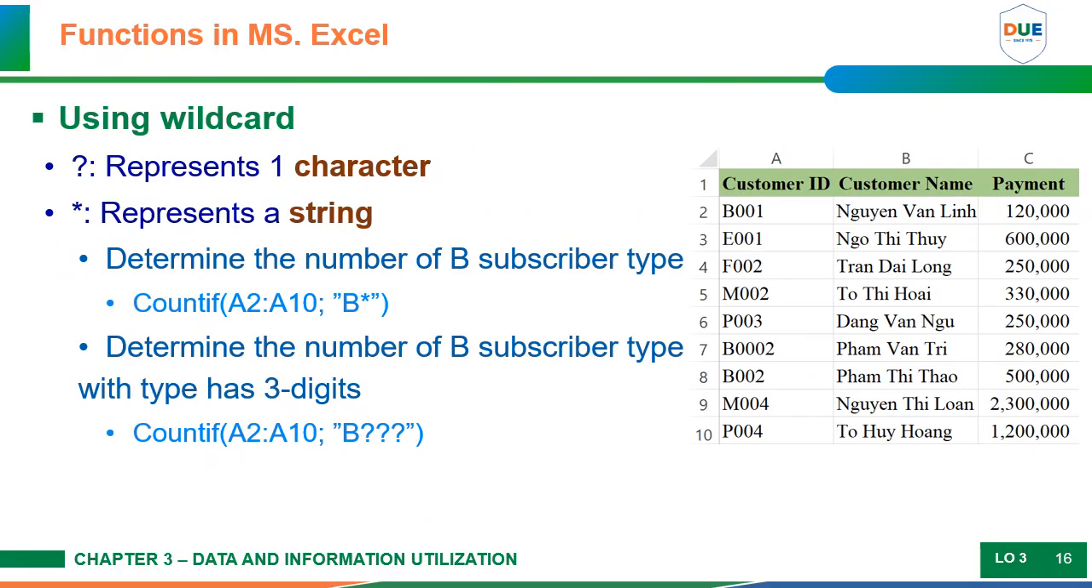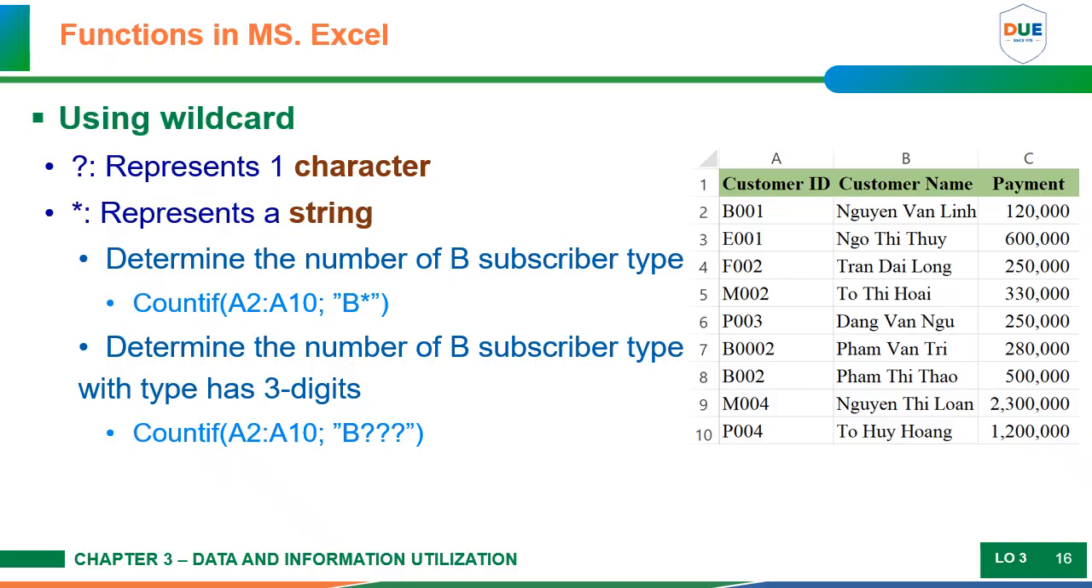Hello everyone. When working with text data in Excel, sometimes we don't need to retrieve the entire content exactly, but only a part of it. In this case, Excel supports special characters called wildcards to search or match data more efficiently. There are 2 wildcards you need to remember: the asterisk and the question mark.